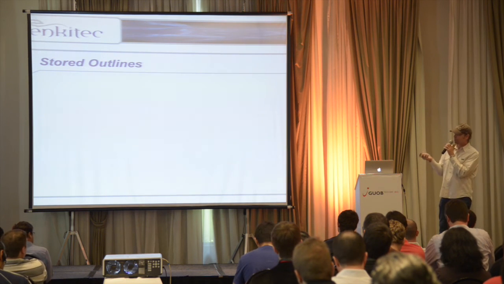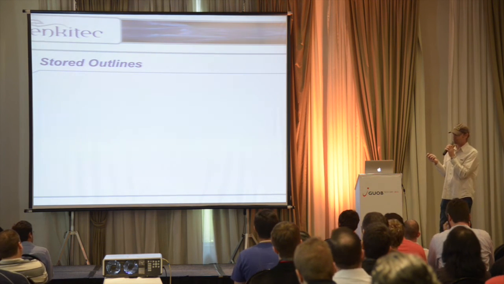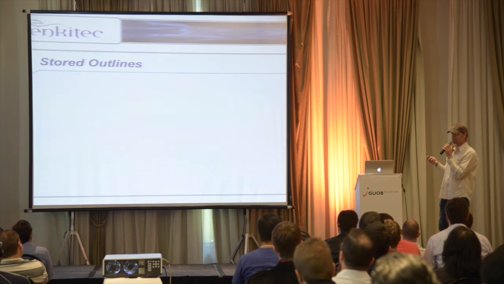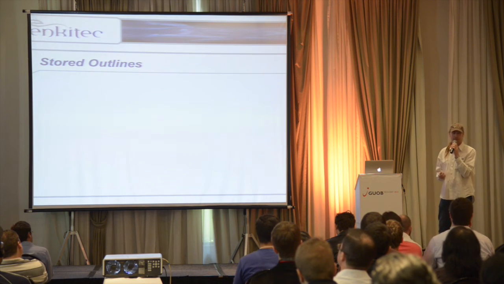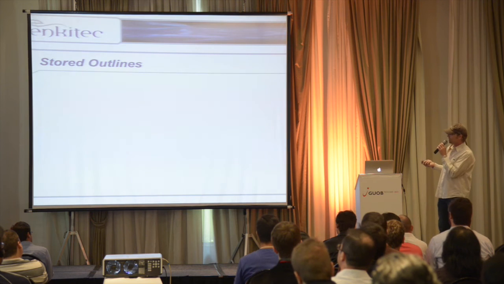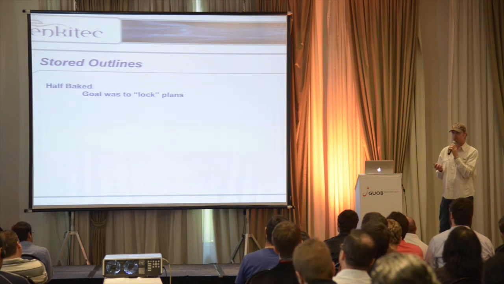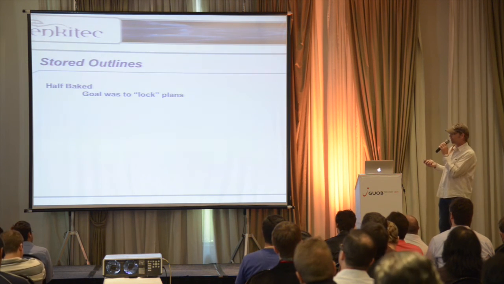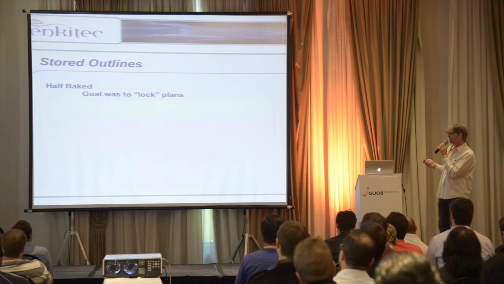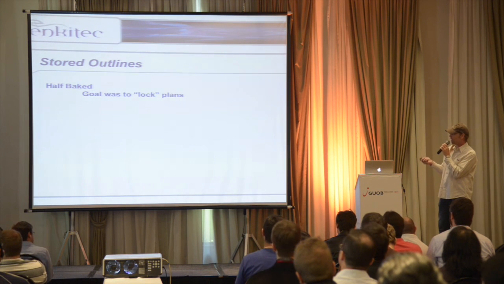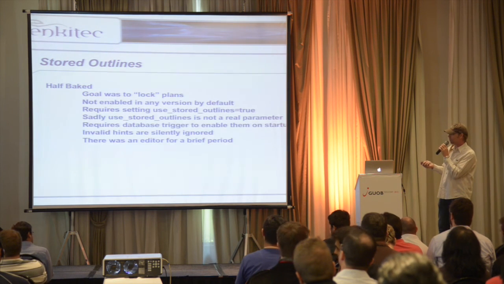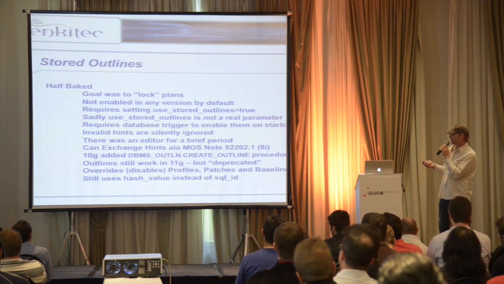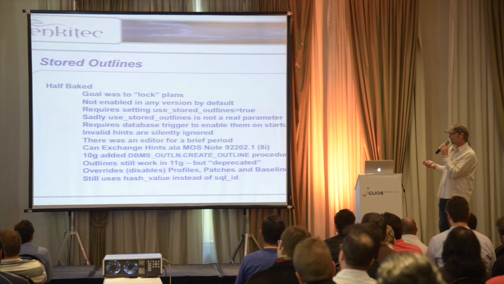All right, so I'll give you briefly the pros and cons of the outlines, profiles, and baselines, and then we'll break, and then you have to come back for the rest of the story later. So stored outlines. They're half-baked, I said originally, but not really even half-baked. The goal is to lock plans. There's a whole bunch of stuff about them. You can read it in the presentation later, but I don't want to talk about them because I don't want you to use them. Okay.